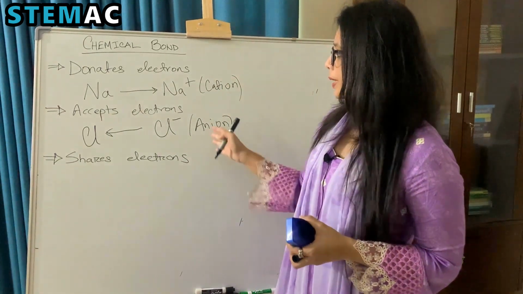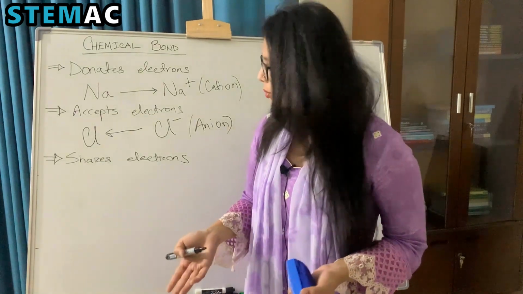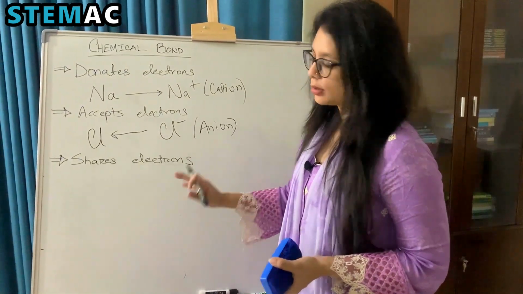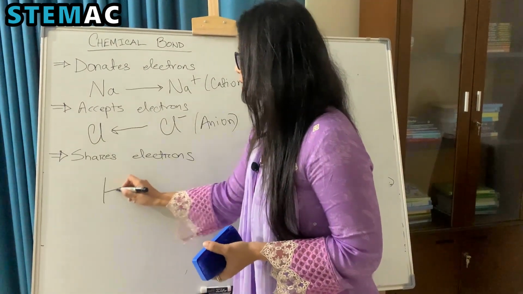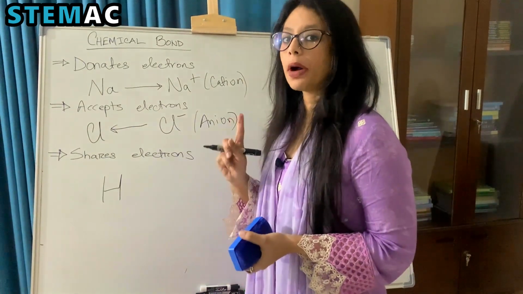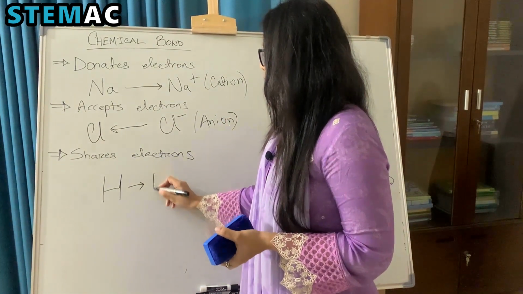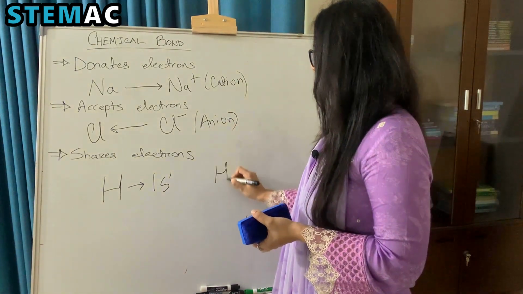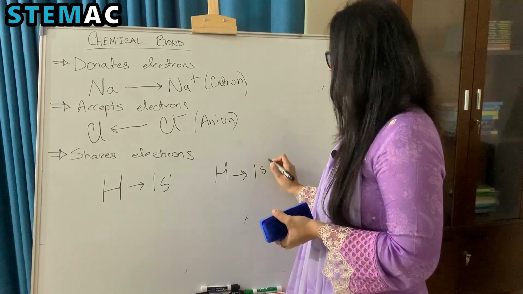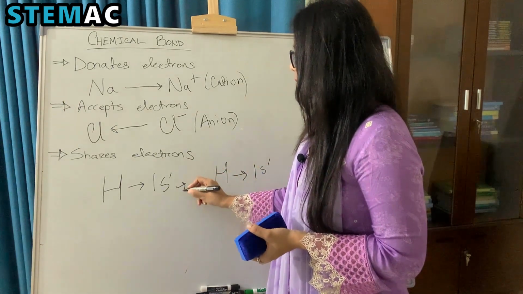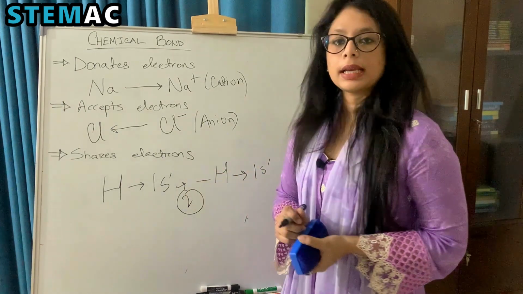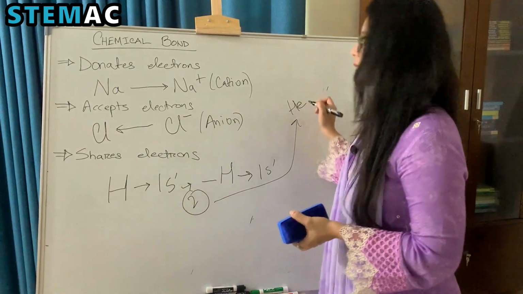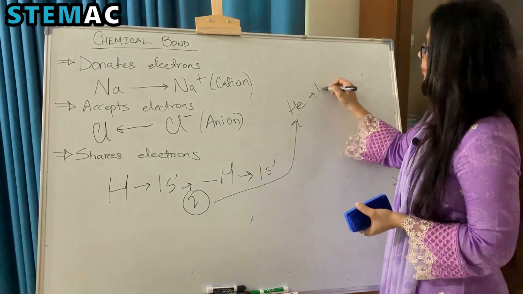Besides that, when they don't want to accept or donate electrons, they can do one thing, that is share electrons. For example, let's consider hydrogen. It has only 1 electron. So what happens is it can easily share an electron with another hydrogen atom so that it will have a duplet electronic configuration, just like helium, which is a very stable inert gas.